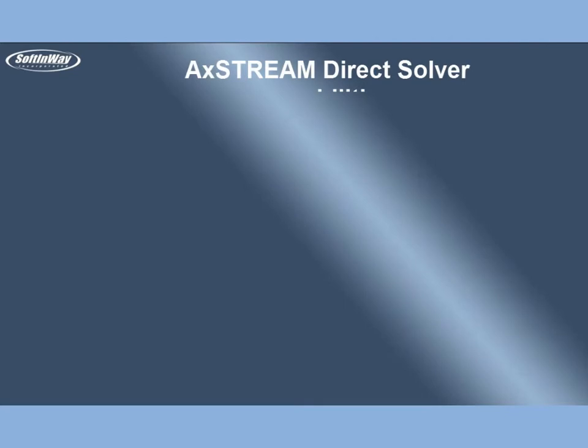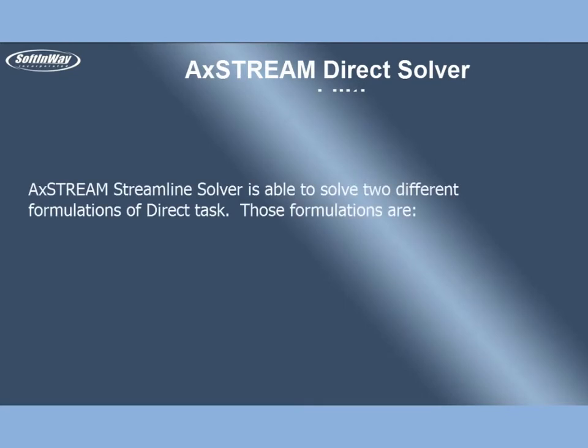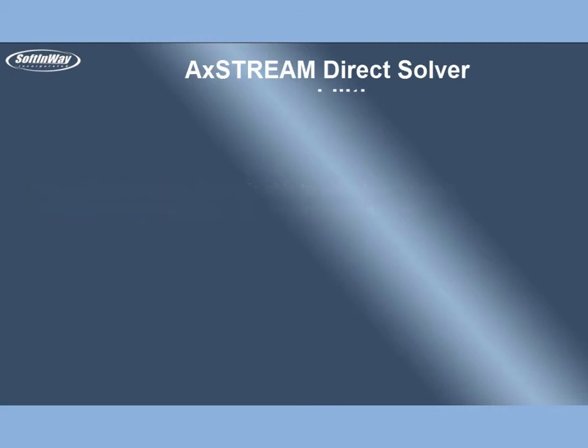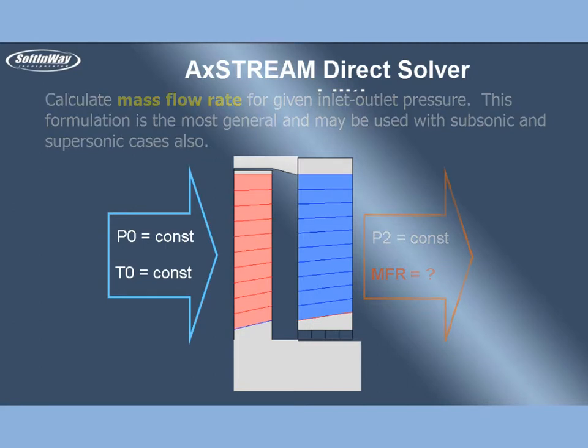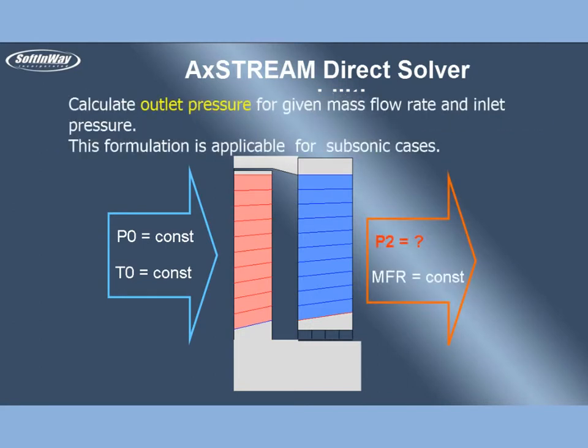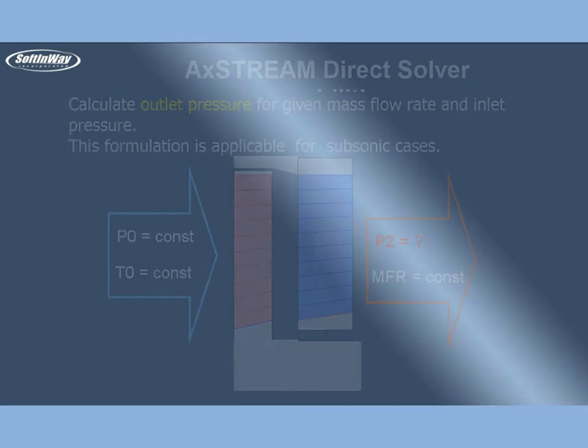AxSTREAM Direct Streamline Solver is able to solve different formulations of the direct task. Those formulations are: calculate mass flow rate for given inlet and outlet pressure. This formulation is the most general, and may be used with subsonic and supersonic cases also. Calculate outlet pressure for given mass flow rate and inlet pressure. This formulation is applicable for subsonic cases.